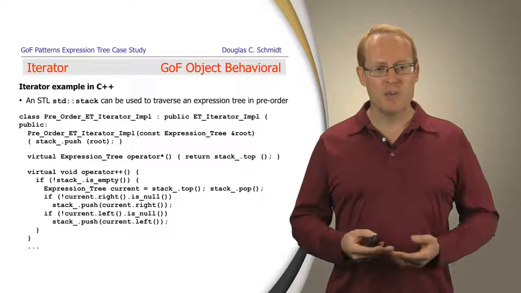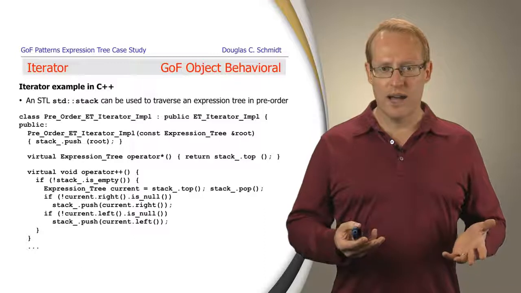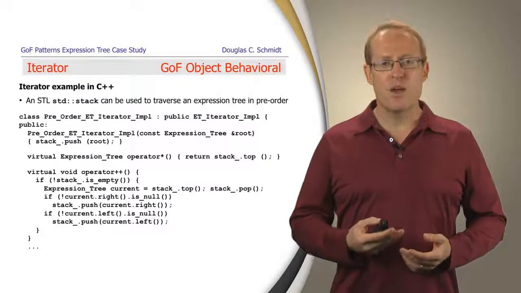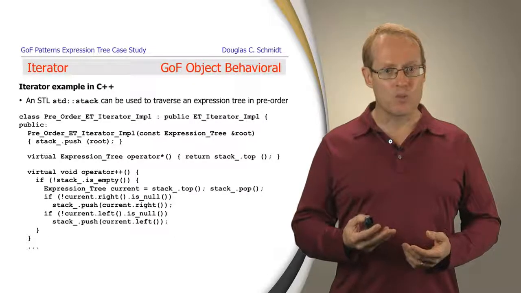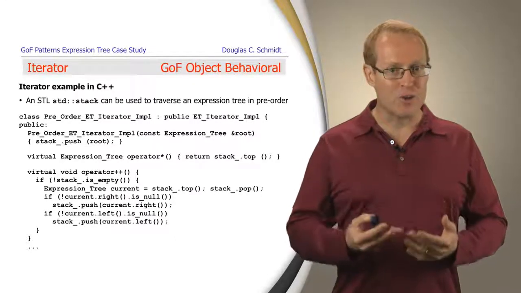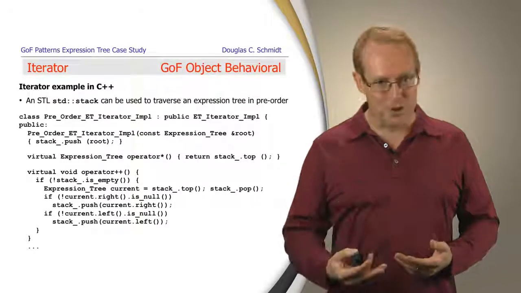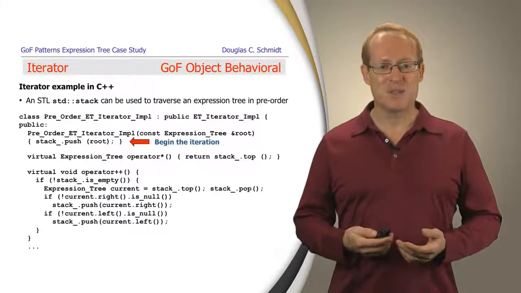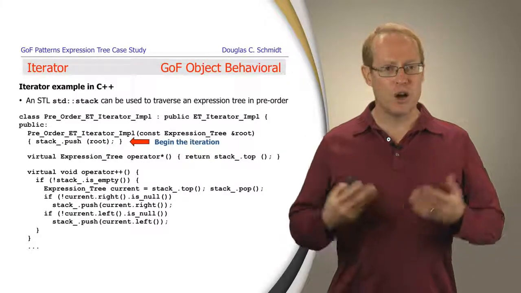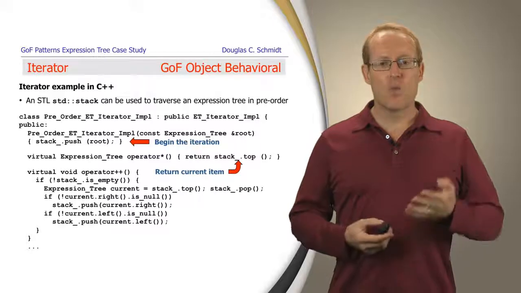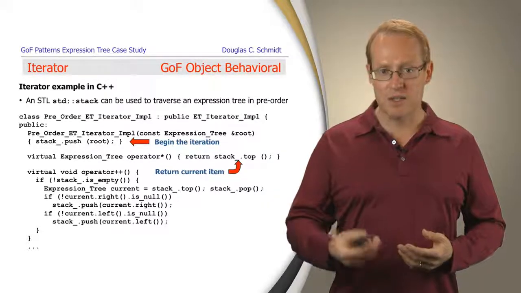Here's a very simple example of an iterator implemented in C++. This is using our iterator expression tree example. Here I show a portion of the implementation of the pre-order expression tree iterator impl class, which inherits from the expression tree iterator impl base class. And as you can see here, when the constructor is called, it pushes the expression tree onto a stack. Whenever you call operator star, which is the dereference operator, it returns the top of the stack.